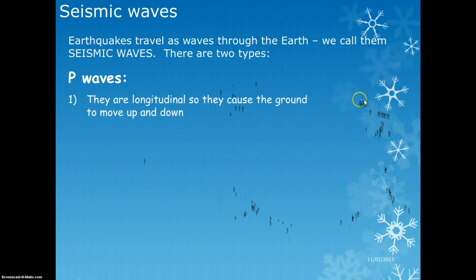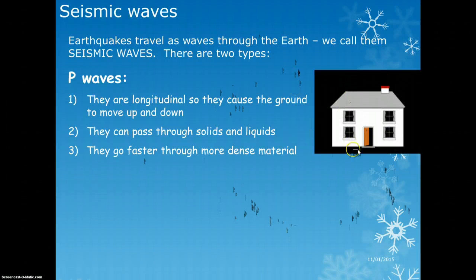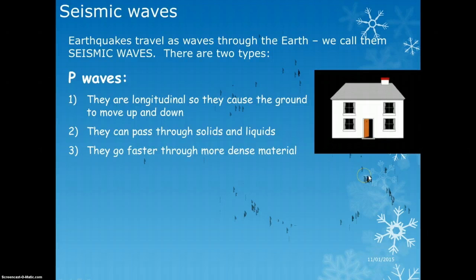Now primary waves are longitudinal, so they cause the ground to move up and down. They can pass through both solids and liquids, and they go faster through more dense materials because the particles are closer together, so they can move quicker. So if that's a house during an earthquake, if it's hit by a P wave, it goes up and down.